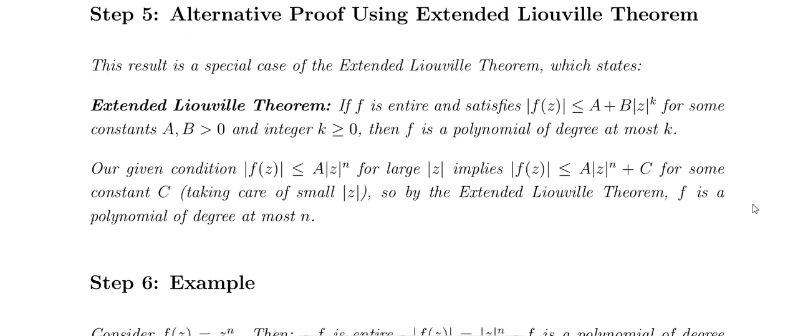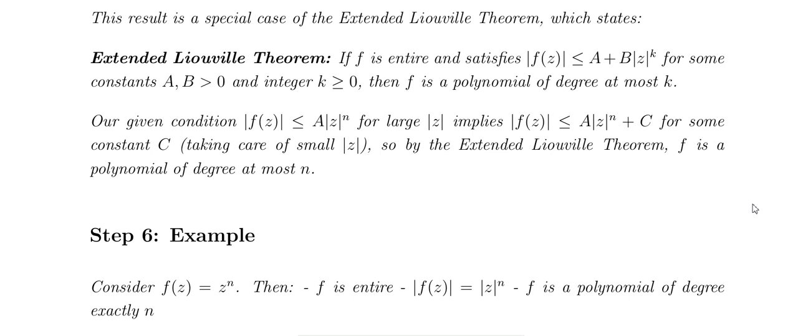So that is the extended Liouville's theorem: if f is entire and satisfies mod of f of z less than or equal to A plus B mod z power k for some constants A, B greater than 0 and integer k greater than or equal to 0, then f is a polynomial of degree at most k. This is called the extended Liouville's theorem.